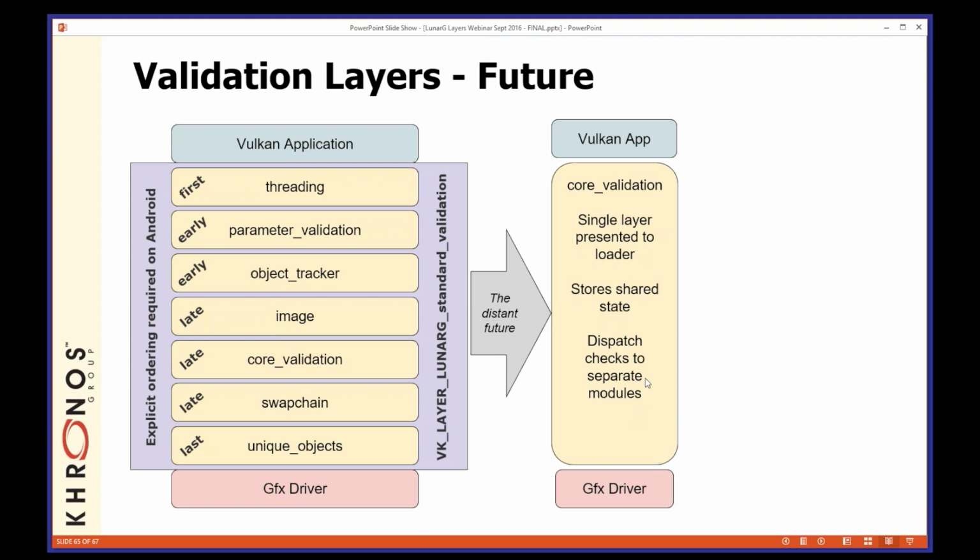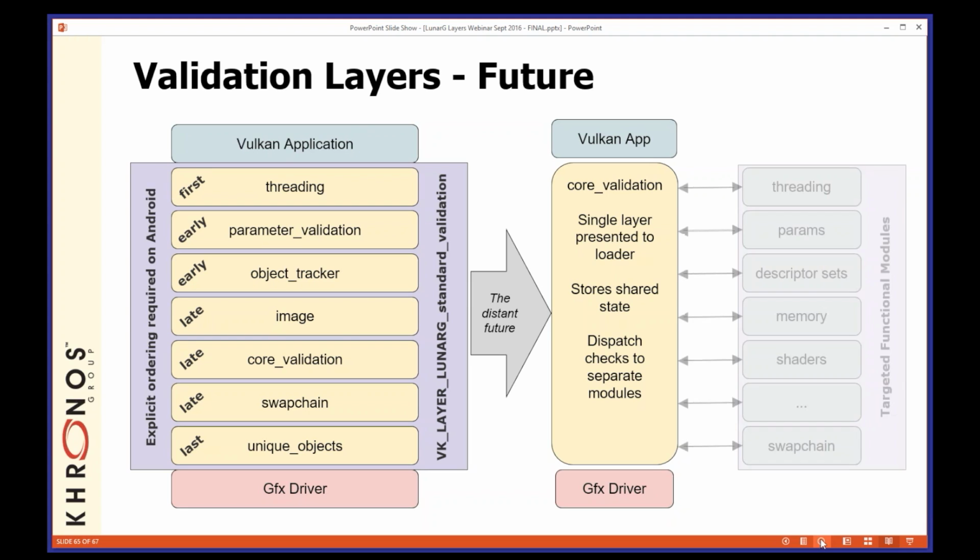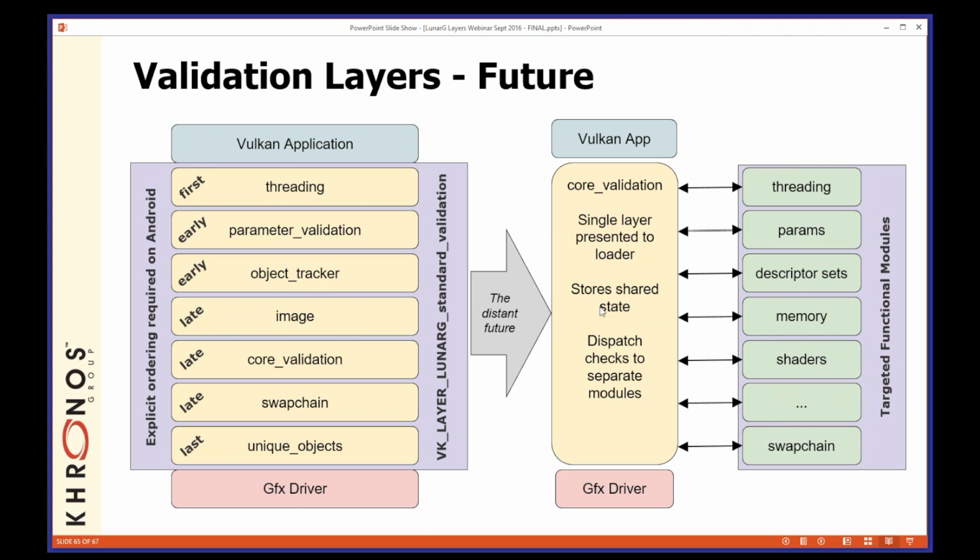But then you might point out, well, gee, if you make this all one layer, how do I do things like turn off the threading layer because I really don't need it, or I've done my parameter validation already, so I want to turn that one off, or the image validation is taking too long, so I want to turn it off? You have those kinds of questions. So the answer is, although this will all be one logical layer, it will be built in a modular fashion, where there are functional modules that do the type of checking that roughly corresponds to the old layer list. So that's pretty cool.